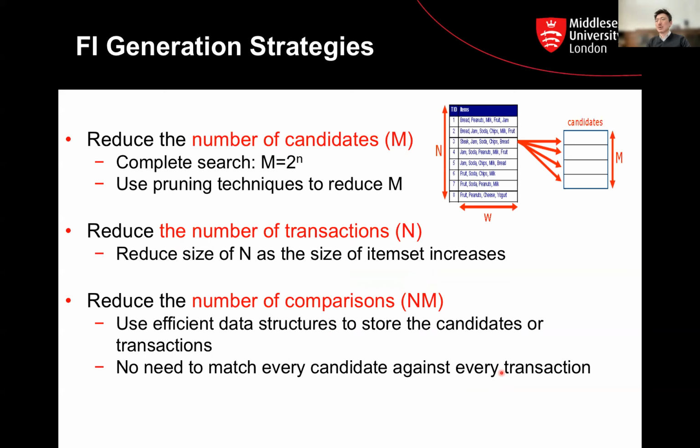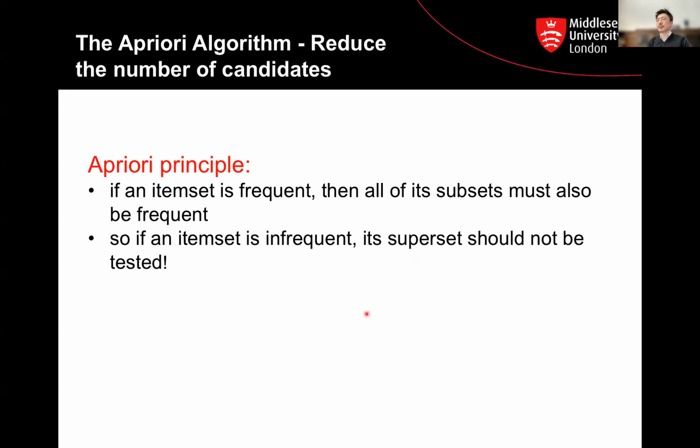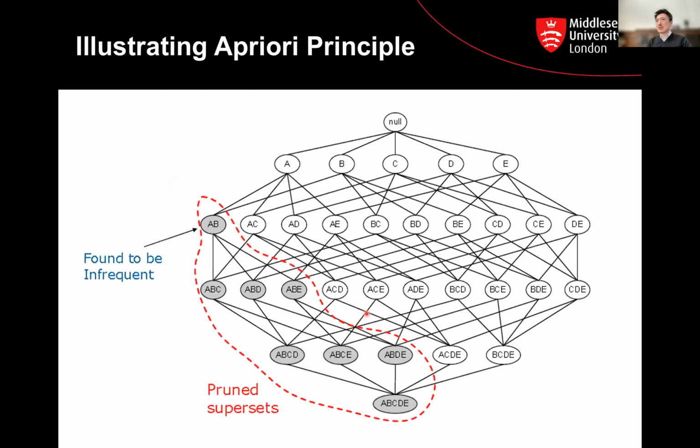Instead, you probably want to try to reduce the number of things you have to check. You can either reduce the number of candidates, the number of things you want to check, or reduce the number of transactions you want to check, or reduce the number of comparisons, basically calculating the confidence and support. Okay, so this is one of the things that's important.